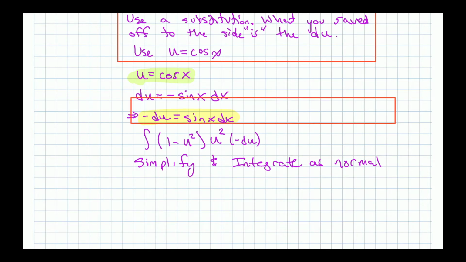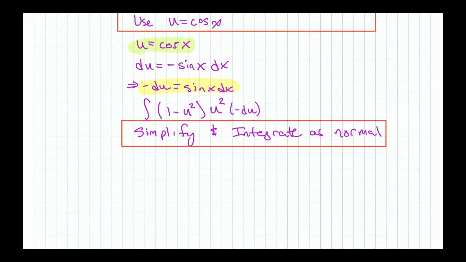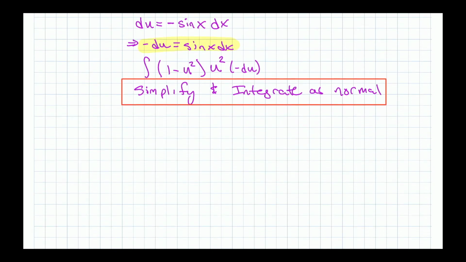And this should go just fine. Whoa, that's not what I wanted. Okay. So what's that look like? Well, basically what you want to do is distribute this u squared out before you try to integrate. So if you distribute the u squared, you're going to have u squared minus u to the fourth du, and that negative on the du can just come out here, out of the integral.